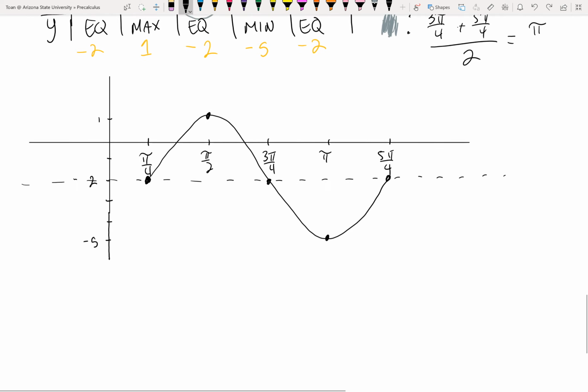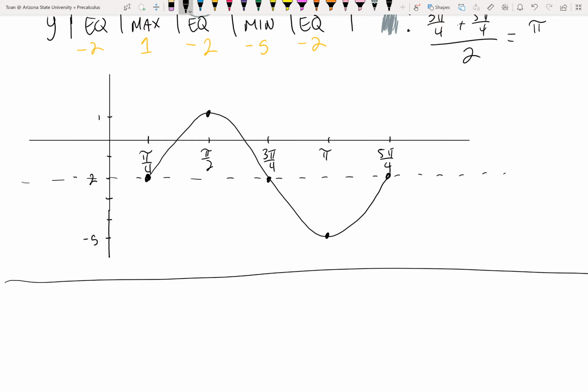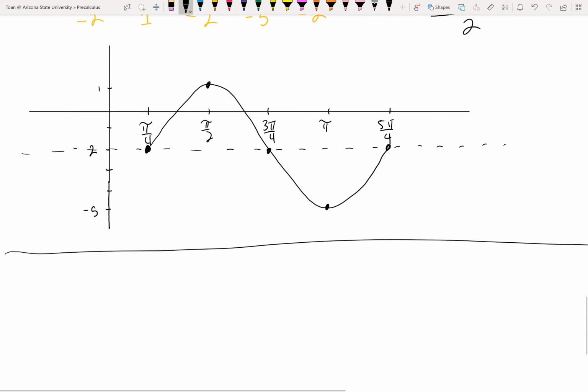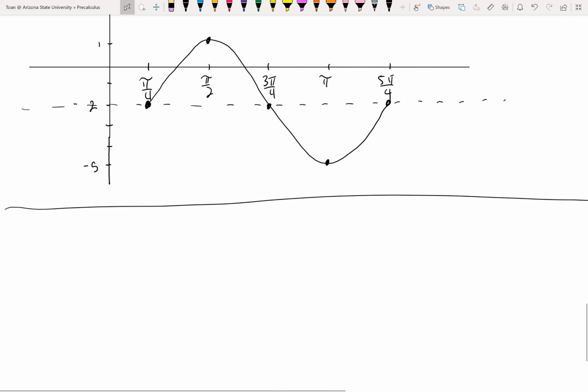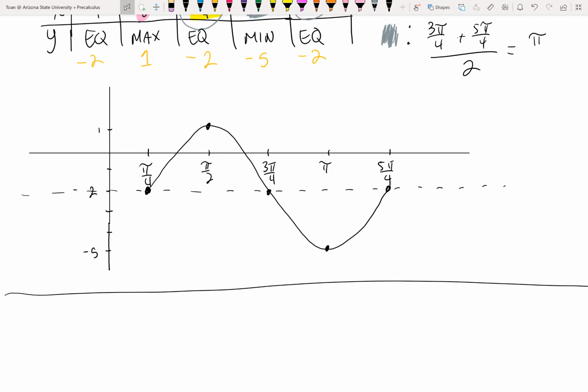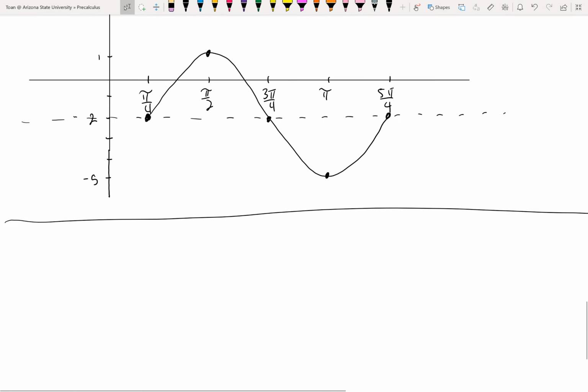Let's do another one. I mean, like I said, it sounds like a whole chore. It sounds like a very complicated process. But once you get like 5 or 6 of these under your belt, you're going to find that it's a pretty smooth and simple task to produce a pretty decent sketch. This is not half bad. I'm not an artist by any means, but it's a pretty decent sketch of the sine function.